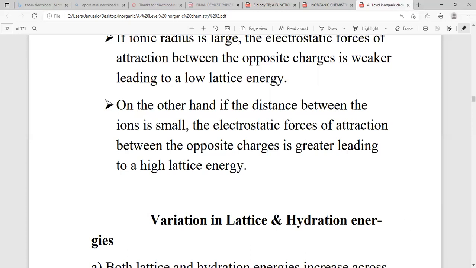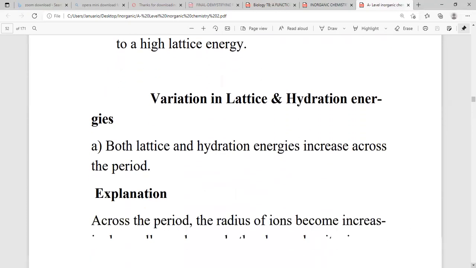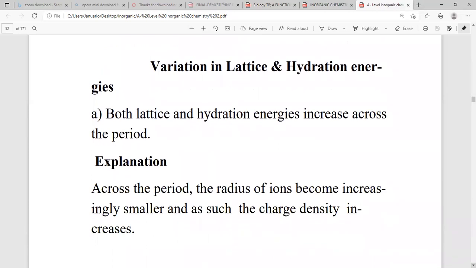How are lattice energy and hydration energy varying? What is the variation within the group and within a period? In A, we are saying that both lattice energy and hydration energy increase across the period. Why are they both increasing across the period?